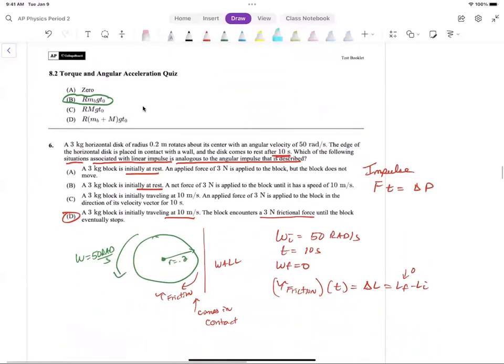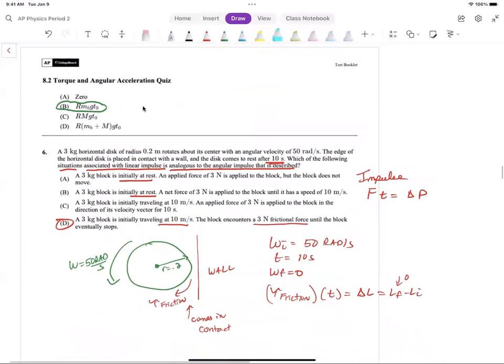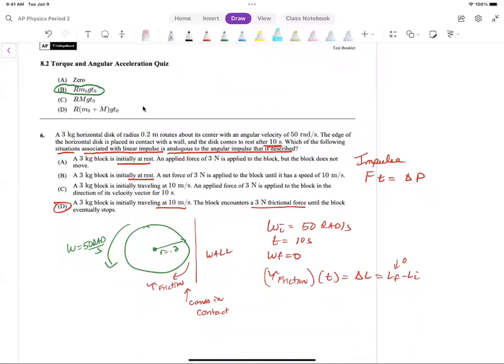Okay. Number 6, I have a disk of radius 0.2 meters, rotates about its center with an angular velocity of 50 radians per second. The disk is placed in contact with the wall. If you can see that over here, I drew it. I have an initial angular velocity of 50 radians per second. I'm going to have some friction that the wall creates, and then it's going to come to rest.